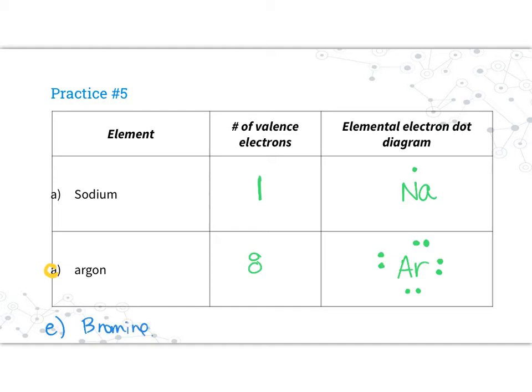Bromine, we need to count the number of valence electrons. Bromine is in period 4. Now, period 4 differs from period 3 in that the transition metals are right there. So what we might want to do is count across potassium, calcium, scandium, titanium, vanadium, chromium, manganese, and so on, arsenic, selenium, bromine. That would give us 17. But 17 is way more than an octet.